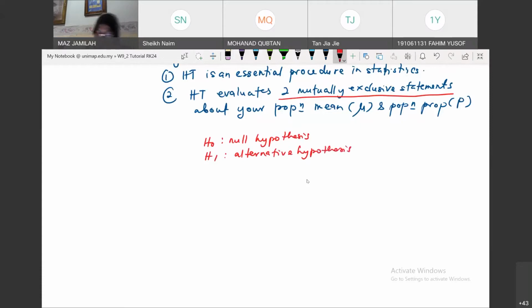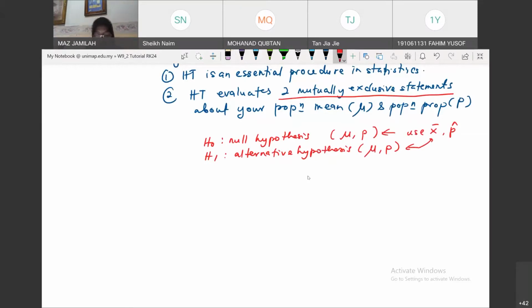Okay, so if you are referring to your mu, it will go back to your p, because this is the one that we are looking for. But in order to look for this, we use X bar and P hat. Okay, the same goes to here. Now, what kind of statement?